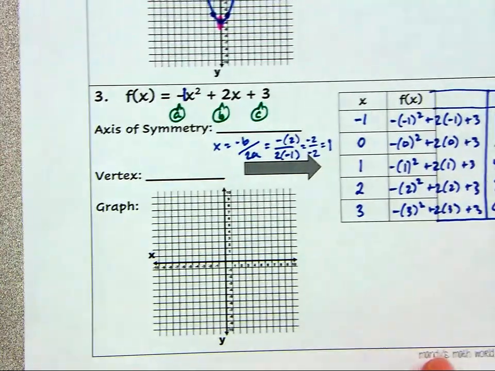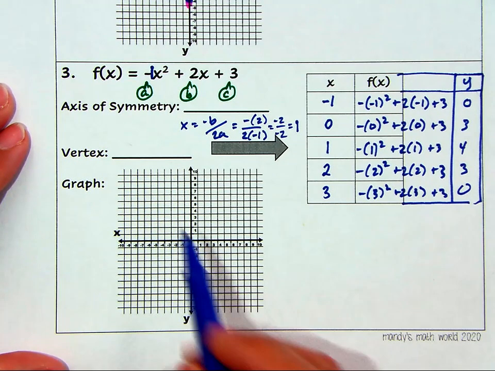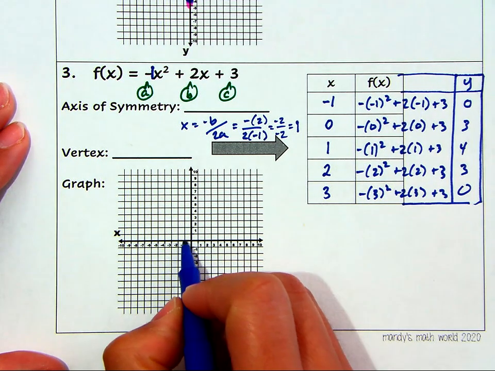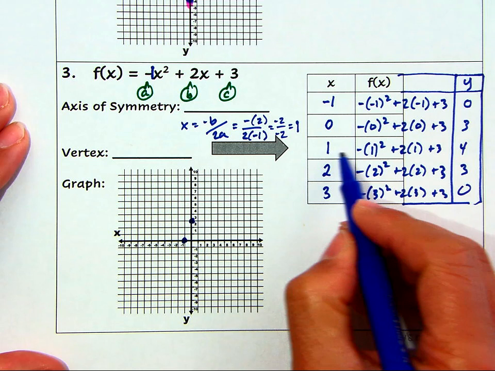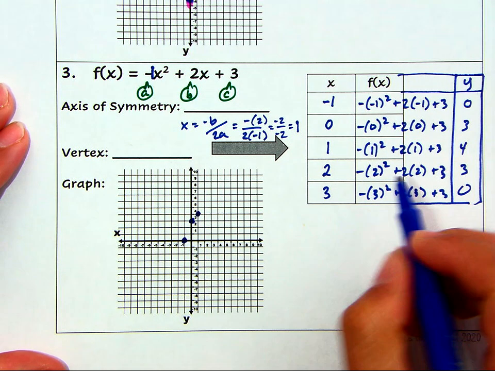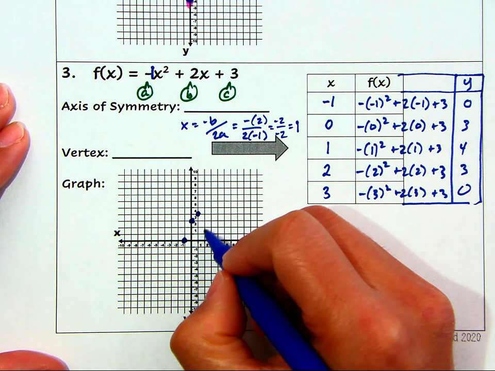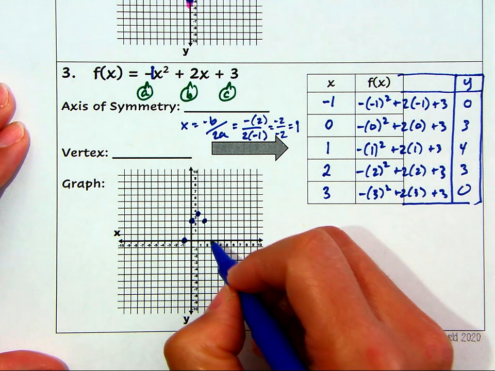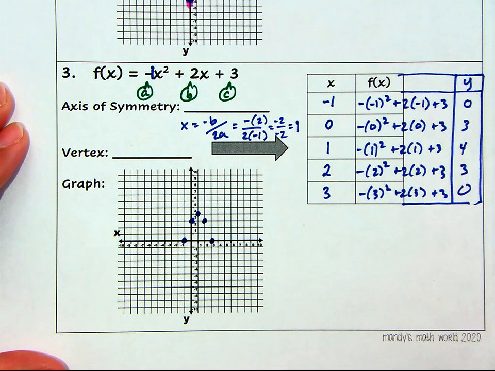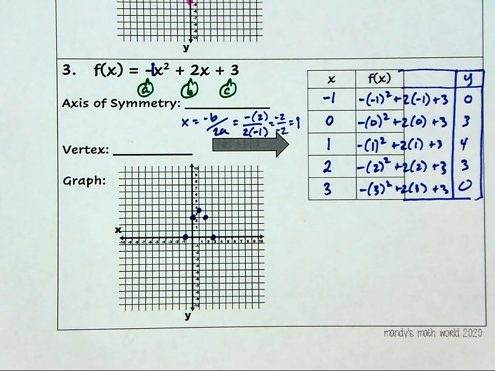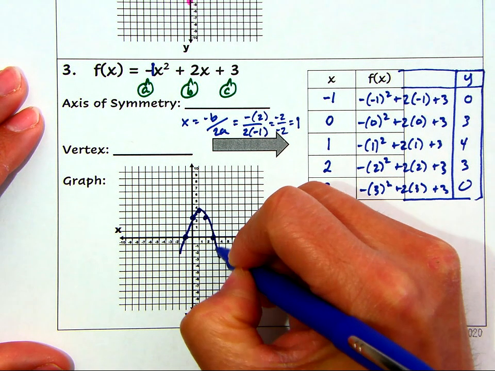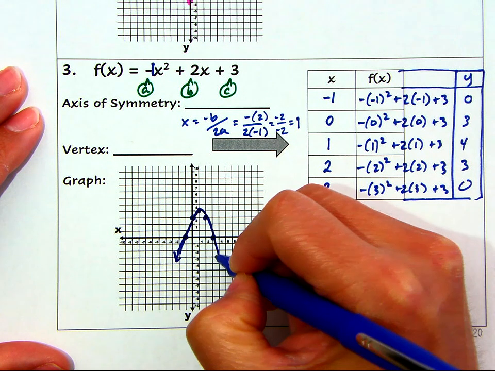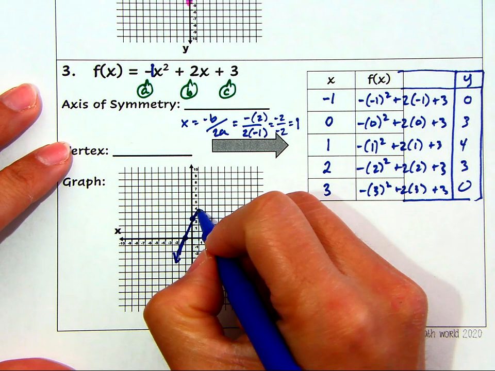Okay, so let's see. X negative 1, y 0. X 0, y 3. X 1, y 4. X 2, y 3. And x 3, y 0. So this function produces kind of an upside-down version of a parabola, right? Or of the graphs that we saw previously. Instead of pointing upwards, it's pointing downwards. Instead of a low point in the center, we have a high point in the center.